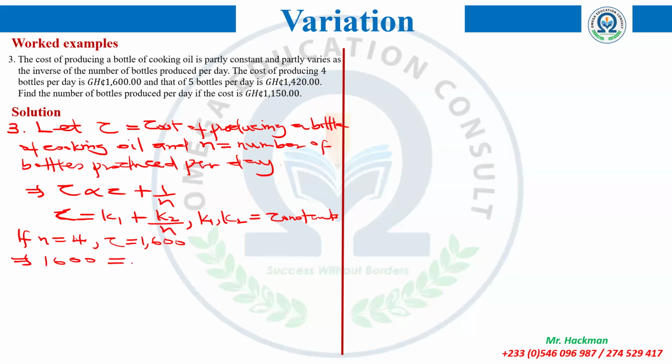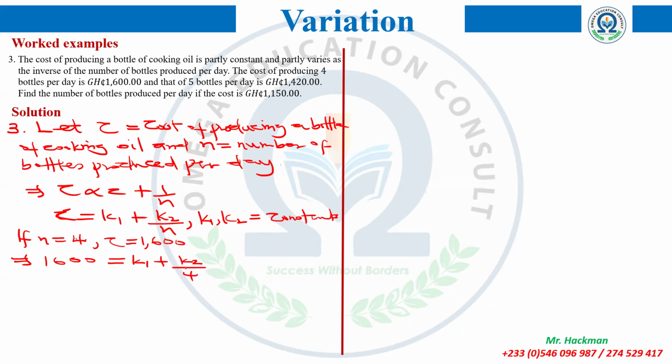K sub 1, and K sub 1 we don't know, plus K sub 2, equally we don't know, but we know our N is 4. Unfortunately, we can't label our equation at this point, or it is ideal to clear the fraction before labeling the equation. So what do we do? We are going to clear the fraction.